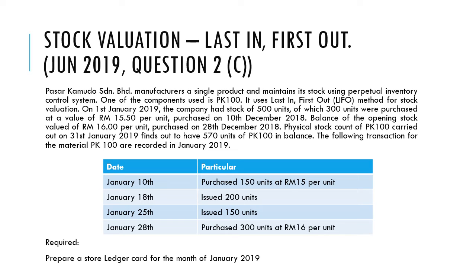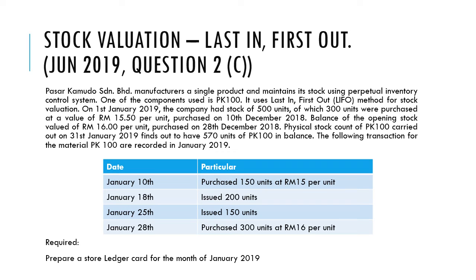So on 1st January 2019, the company has stock of 500 units, of which 300 units were purchased at a value of 15.50 per unit, purchased on the 10th December 2018. The balance of the opening stock is valued at 16 ringgit per unit, purchased on the 28th December 2018. So you have to remember that this sentence focuses on the opening stock. We want to prepare the store ledger card for the month of January, and this opening stock was purchased last month in December. Okay, so we need to know which stock is older and which stock is newer.